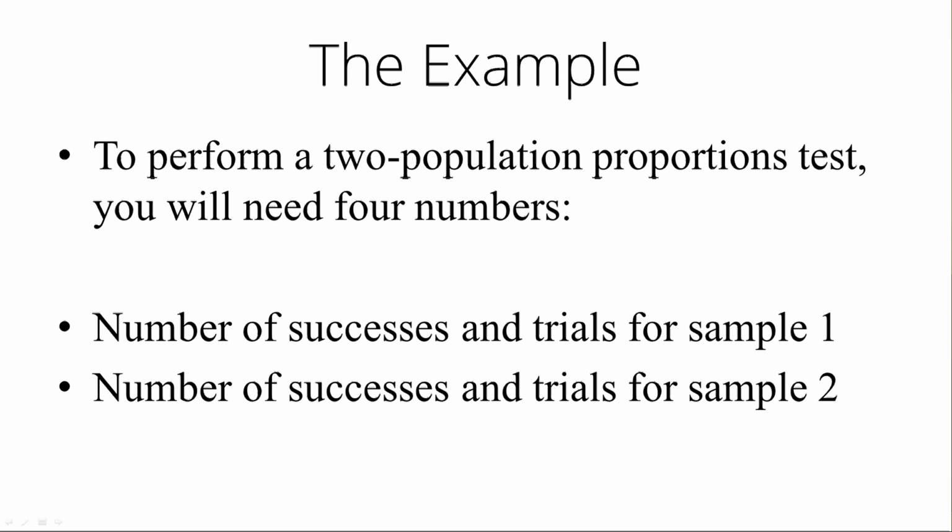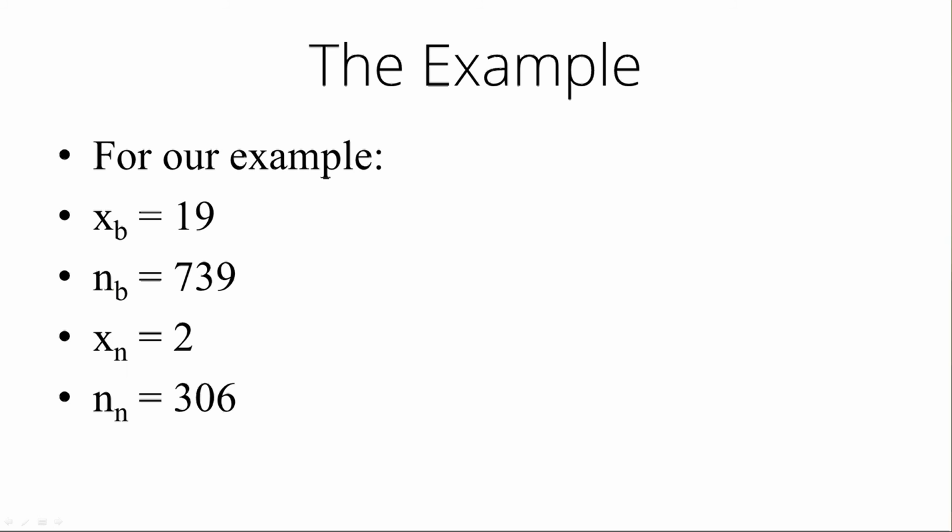To perform the two-sample proportions test, you're going to need four numbers. It's going to be the number of successes and trials for sample 1 and the number of successes and trials for sample 2. So for our example, the number of belted drivers who slowed down was 19 out of 739, and the number of non-belted drivers who slowed down was 2 out of 306.